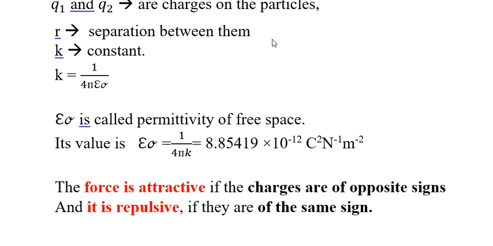So we have taken two charges as q1 and q2. Imagine that q1 is a positive charge and q2 is a negative charge. That means the charges are of opposite nature. Then the force between them is going to be attractive. But if q1 and q2 are of the same sign, that is if q1 is positive and q2 is also positive, then the force will be of repulsive nature.